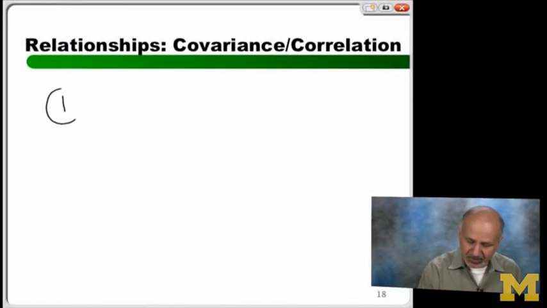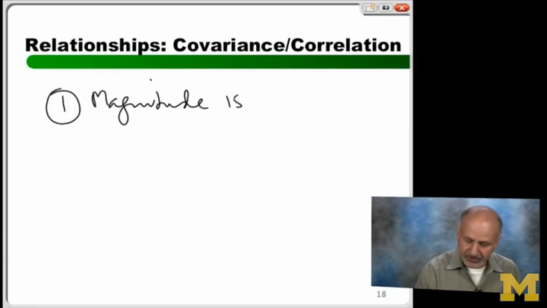So covariance captures that relationship, but there's a tragedy with covariance, and that is two things are wrong with it, and I'll just emphasize that in a second. Let me just start off with a clean. So covariance has one issue. One issue is magnitude is not communicative.